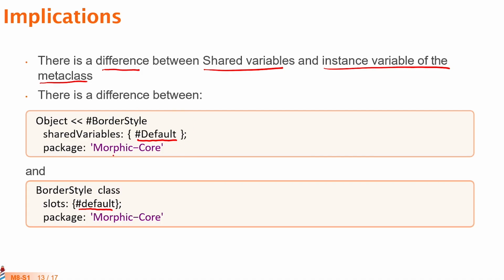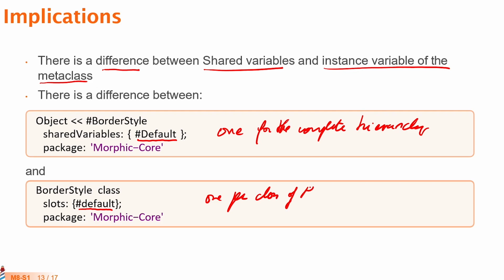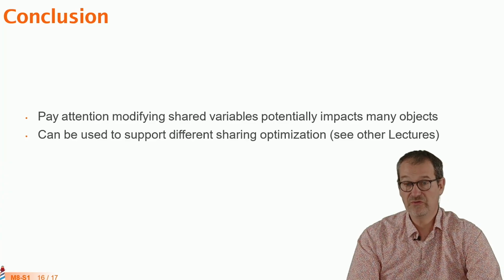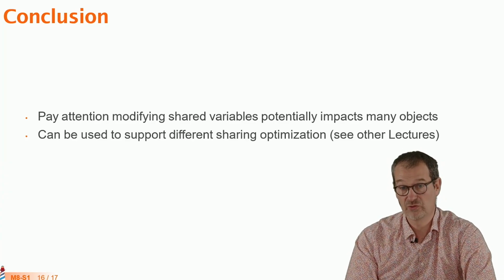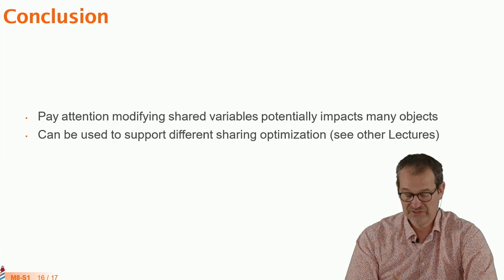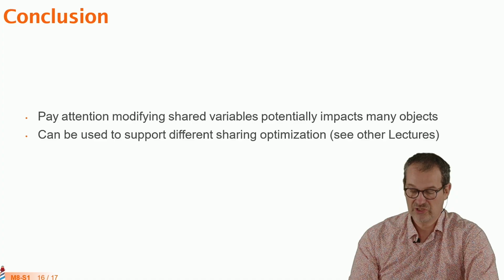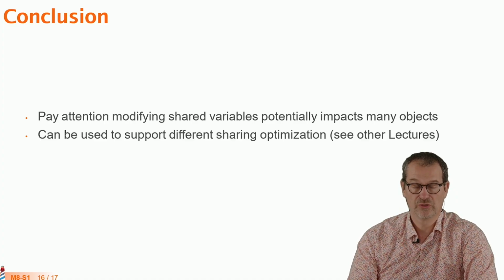The shared variable is, there is only one, this is one for the complete hierarchy, and this one, there is one per class of the hierarchy. So this means that they have different scope and sharing and semantic. So the conclusion, pay attention when you modify shared variables, because you will impact many objects. And what is interesting is that shared variables can be really used to perform different sharing optimizations, and we will present some of them in the following lecture.